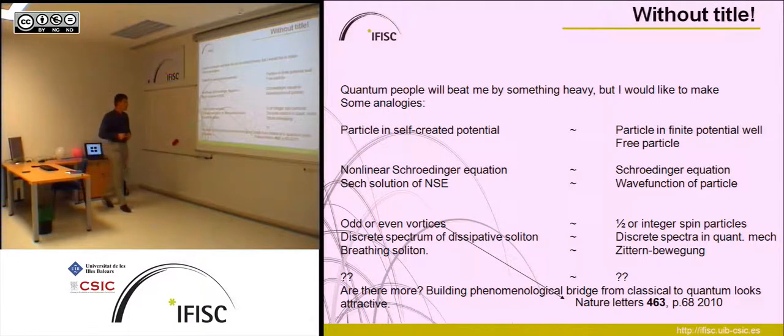Okay, now I say about another analogy between nonlinear physics and physics of particles. In physics of particles, particles with half spin or integer spin are possible. In our case, vortices with odd or even topological charge are possible. Why should there be a difference between odd or even topological charge?